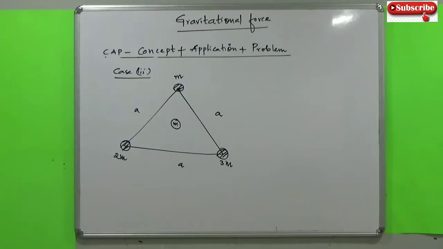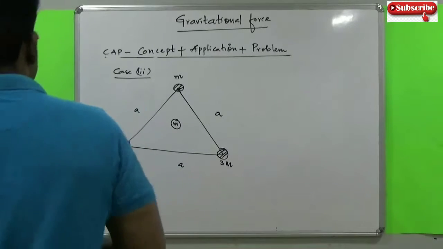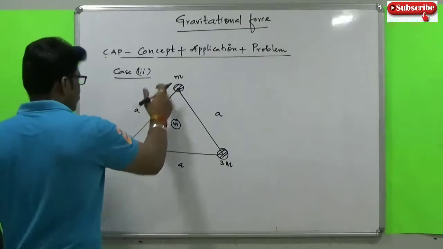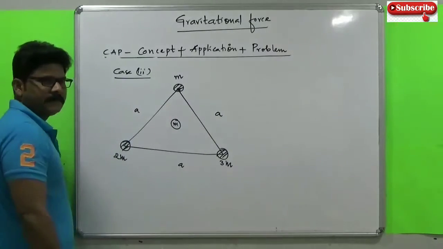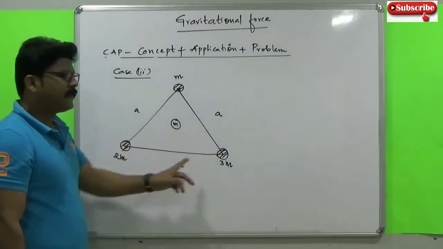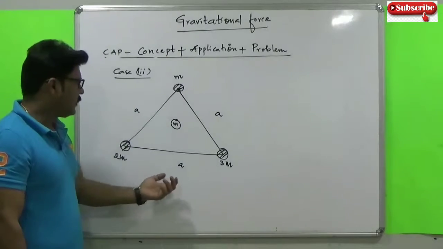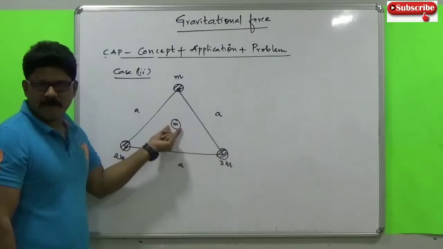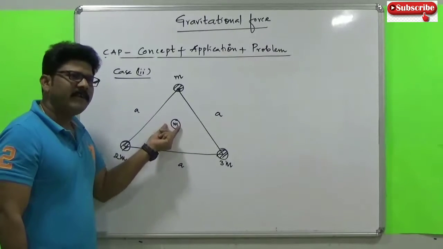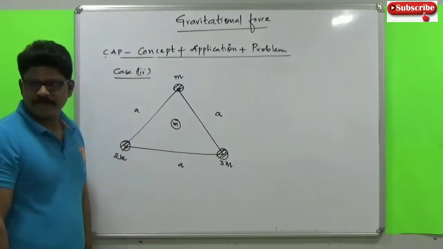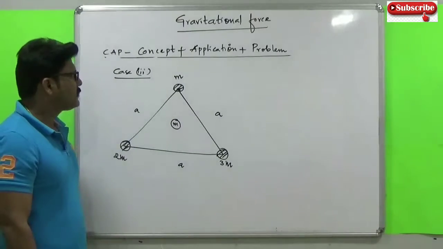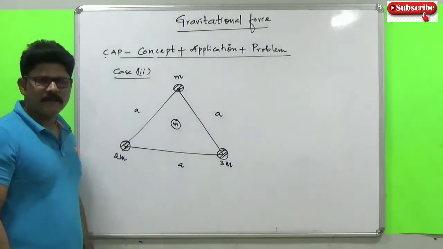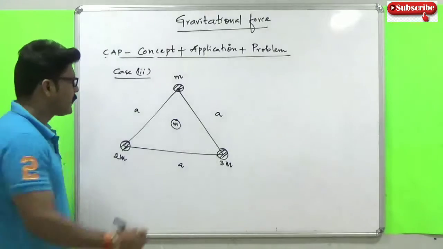Okay, now see here are 3 particles of masses m, 2m and 3m placed at the corners of an equilateral triangle of side A. Now m is placed at the midpoint. So what is the net gravitational force acting on this one? To calculate, the simple concept is vectors only. Definitely we have to use the vector concept.